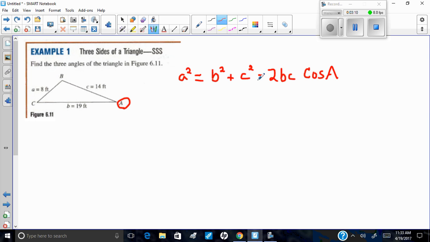And once we have our formula down, it's simple substitution. I know what a is, it's 8 feet, so this would be 8 squared is equal to, b is 19 feet, 19 squared, plus c, which is 14 squared, minus 2 times the 2 sides b and c, so that's 19 times 14 times the cosine of the angle in front, which was little a, so we want the cosine of angle A, which is the one we're trying to find.